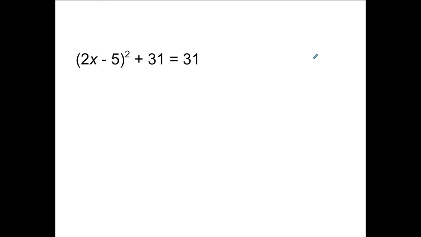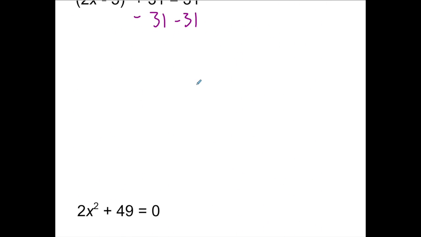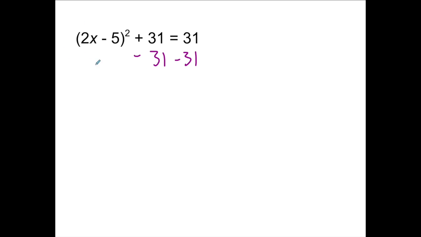Moving on down to the next one. Same start. Minus the 31, minus the 31. Did I modify this one since I started it? No, I didn't. I thought I had. I thought I'd put a number in front of here.